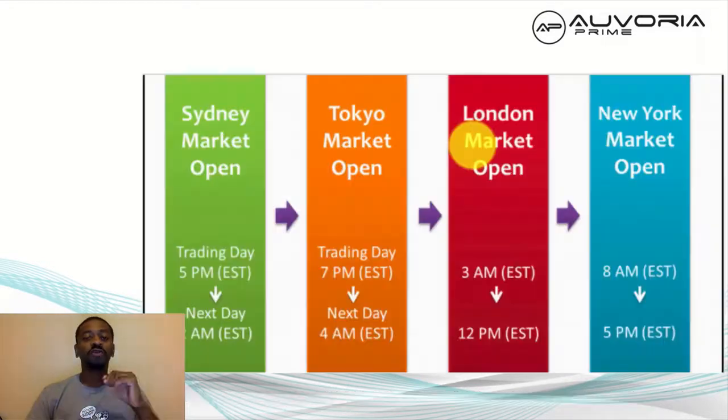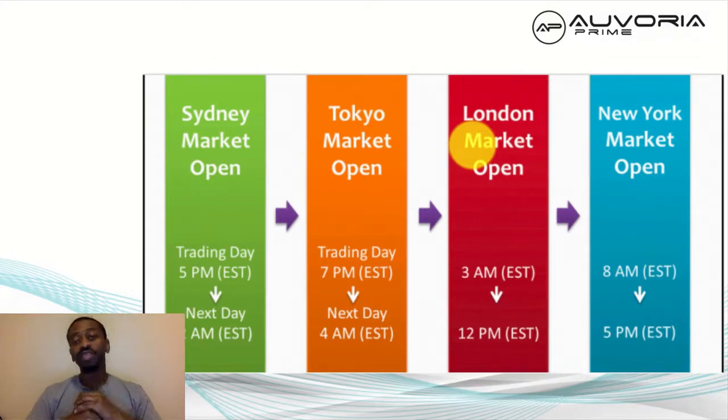So first, let's go over the sessions. You have probably heard by now about 3 sessions. Well, there's really 4. We call the 3 sessions the Asia session, London session, and New York session, but Asia is really broken up into 2. The 2 sessions are the Sydney session, which starts at 5 p.m. Eastern and ends at 2 a.m. Eastern. Then you have the Tokyo session. That session starts at 7 p.m. Eastern and ends at 4 a.m. Eastern.